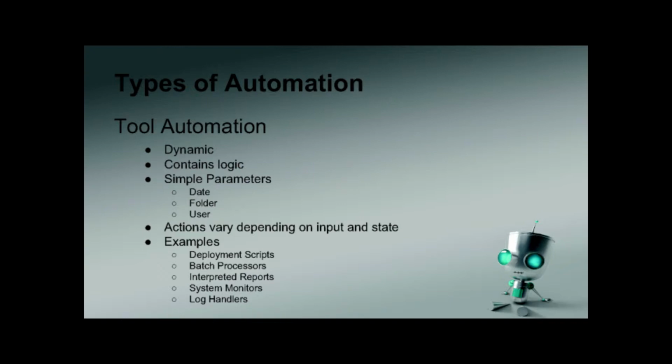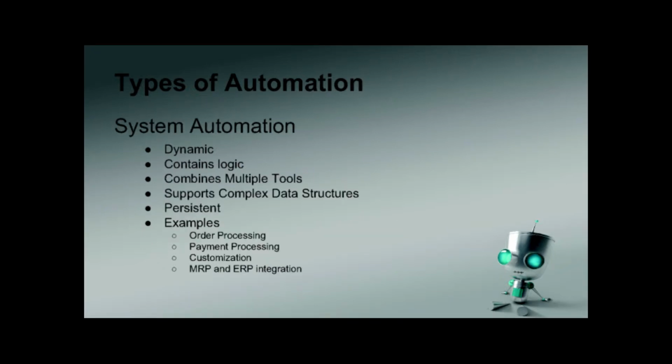Your examples here: server deployment scripts. They do different things based on parameters you give them. They might behave in certain ways. Batch processing things, reports that require some kind of interpretation rather than just spitting data out of the database. Monitors for systems, that kind of stuff. Now, system automation is kind of what this talk is about, but the principles do scale down into tool automation reasonably well.